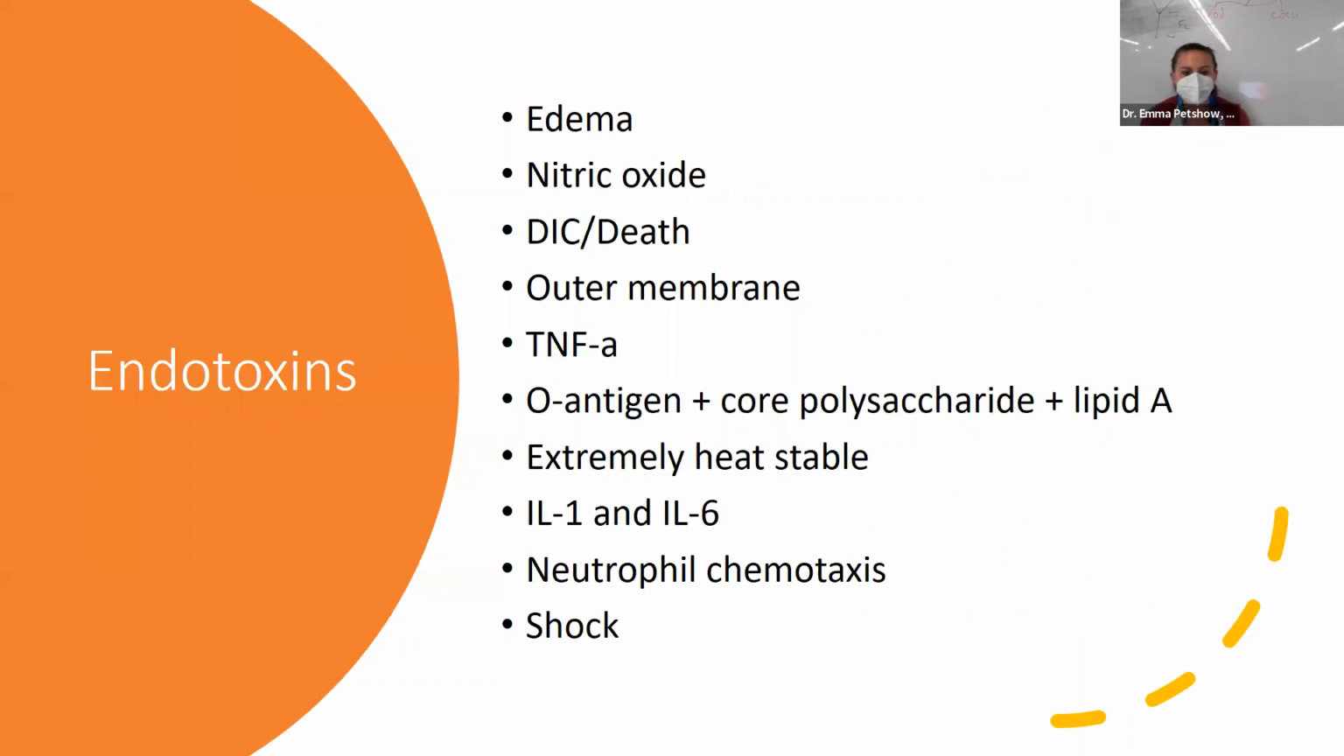But what does it do? If you're wanting to remember what an endotoxin causes, what are the symptoms that an endotoxin leads to? Edema, nitric oxide, disseminated intravascular coagulation or death, outer membrane, that's where they're on. They stimulate tumor necrosis factor. They're associated with three things: an O antigen, a core polysaccharide, and lipid A externally, LPS, and they're extremely heat stable. They'll also stimulate IL-1 and 6. They encourage neutrophils to go to that area, and they can cause shock.